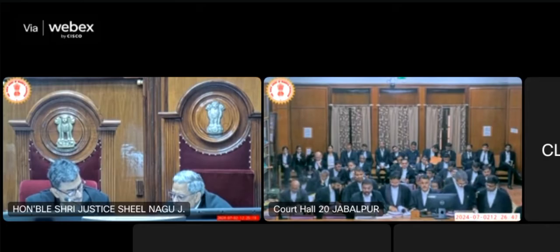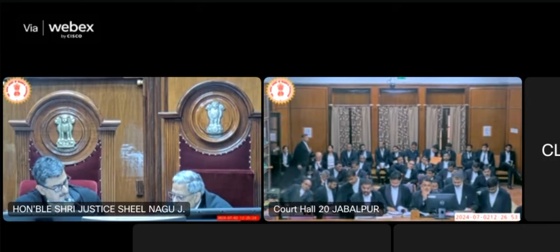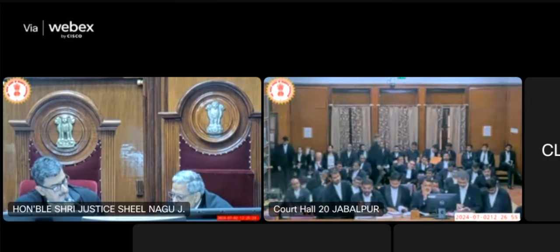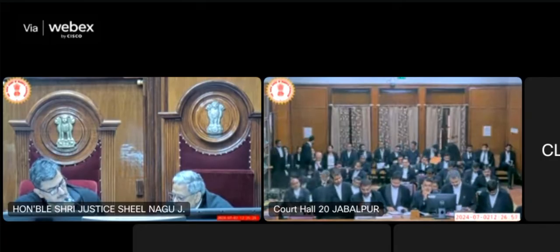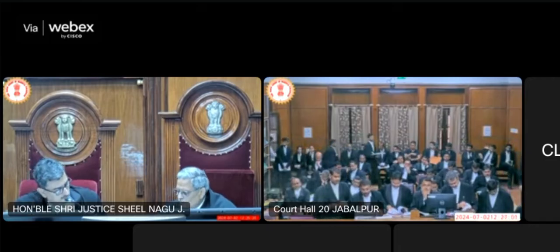And it is directed that the petitioner shall be governed by Rule 8(1) of the Rules, which provides that the candidate must have attained the age as specified in column 3 of the schedule and must not have attained the age as specified in column 4 of the schedule.